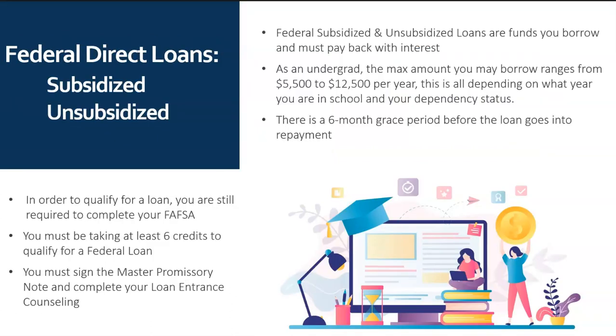Another federal funding is the federal loans. The federal subsidized and unsubsidized loans are funds you do borrow, but you must pay back with interest. As an undergrad, the max amount you may borrow ranges from $5,500 to $12,500 per year. This is all dependent on what year you're in school and your dependency status.